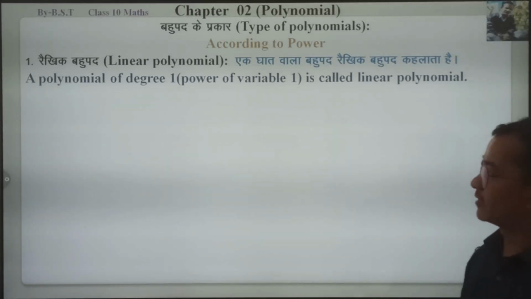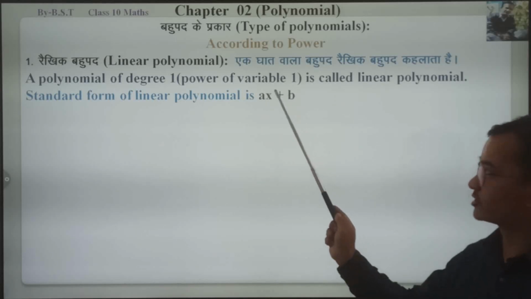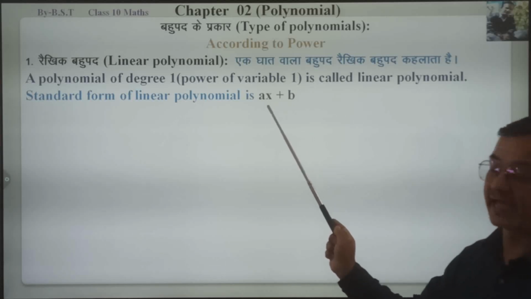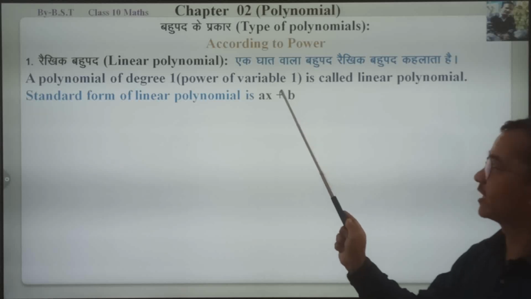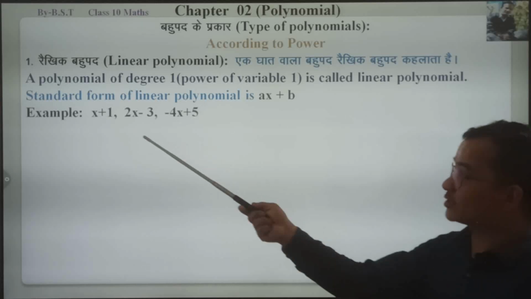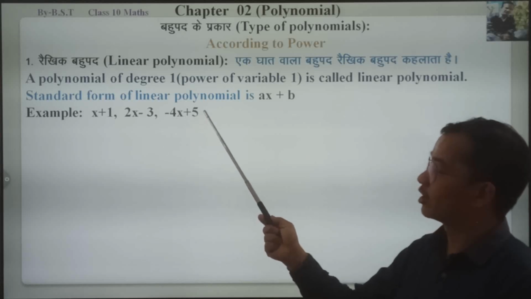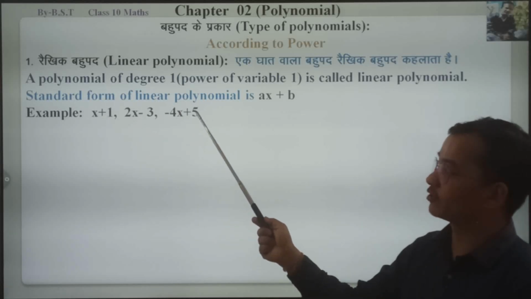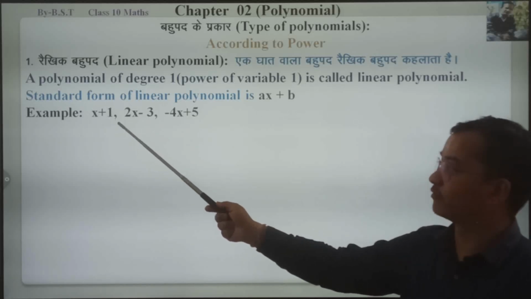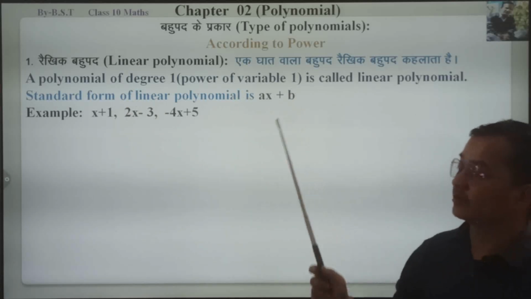Okay students, the standard form of this polynomial is ax plus b, where a is the coefficient of x, b is a constant term and x is a variable. For example, x plus 1, 2x minus 3, minus 4x plus 5, all these are linear polynomials because they have a variable x and the power of x is 1. It means the degree of the polynomial is 1. So these all are linear polynomials.